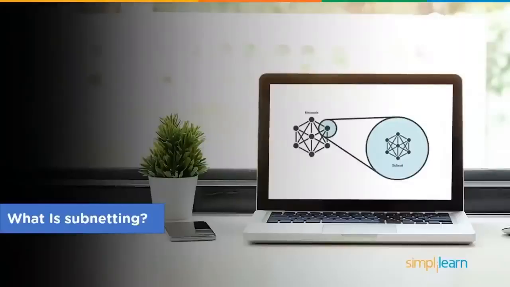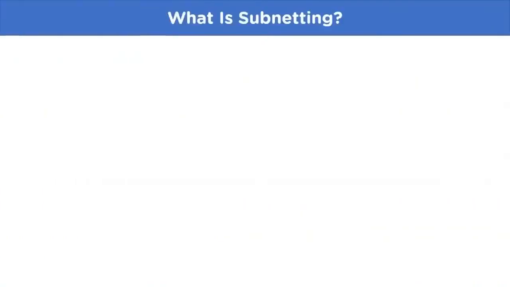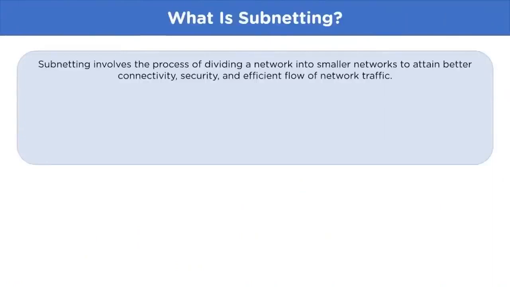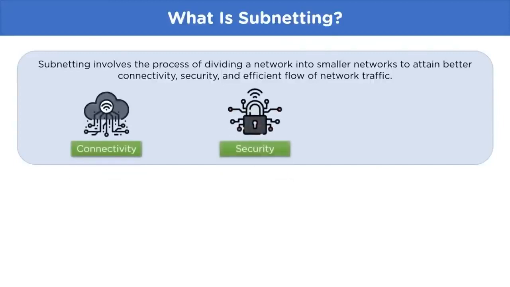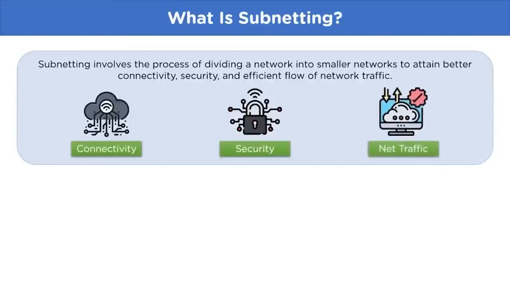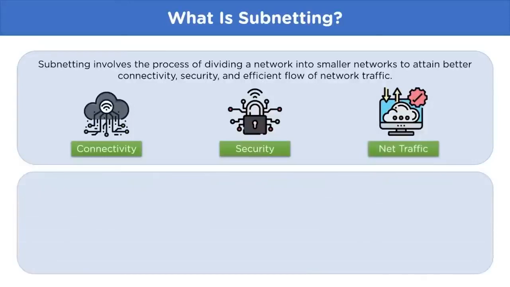The first heading is: what is subnetting? The process of subnetting is to divide the network into smaller network parts. This allows the system to have better connectivity. It also increases the security measures for the network against hacking attempts and maintains an efficient flow of network traffic. The smaller divided units of the network are known as subnetworks.